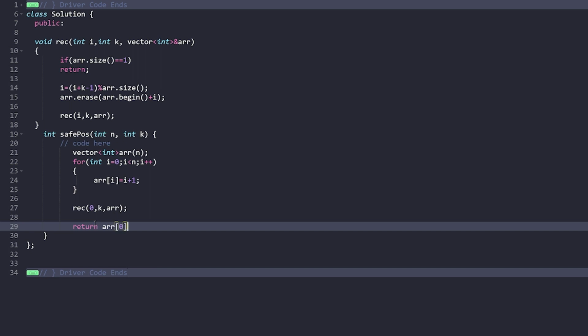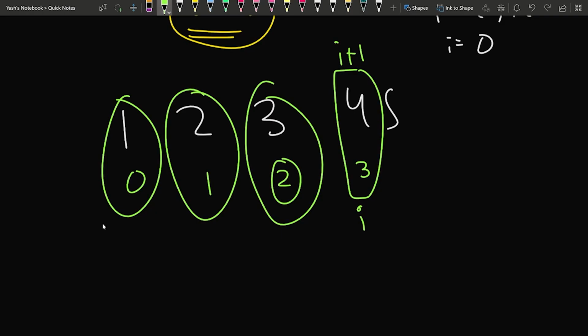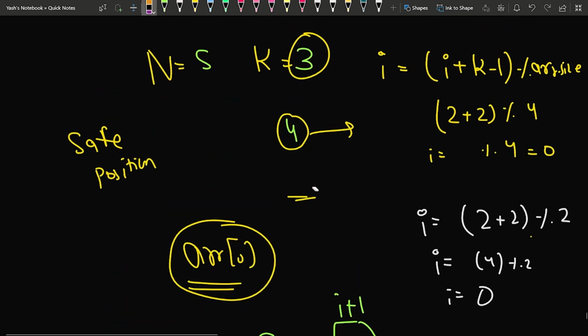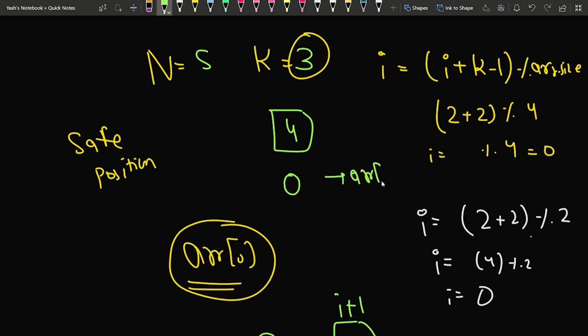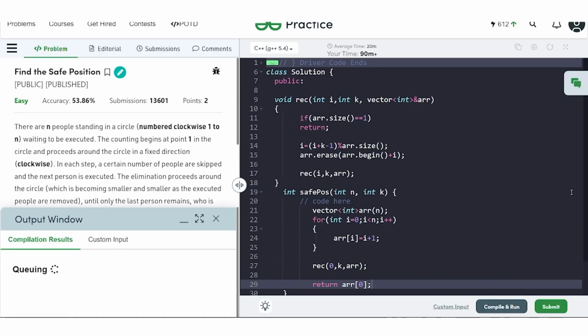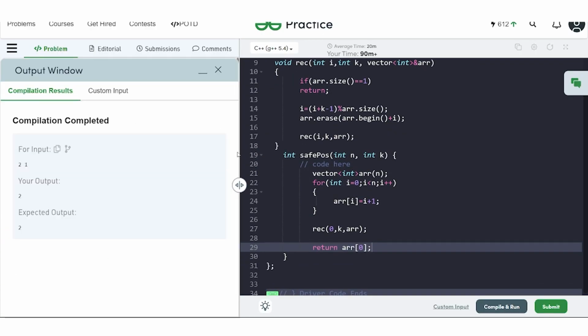And after this, when I return from this function, when only one element is present, the safest position will be stored in the array of 0, because only one element will be left. As you can consider, in this case only one element was left in the array, and the element left was nothing but 4. That was the safe position, and obviously if only one element is there, the position will be 0. So I can say that array of 0 I'll return, that is the safe position here. So that is what I'm trying to return here. Let's try and compile this code to see if I've made any compilation errors or it works fine. So it works for the sample.